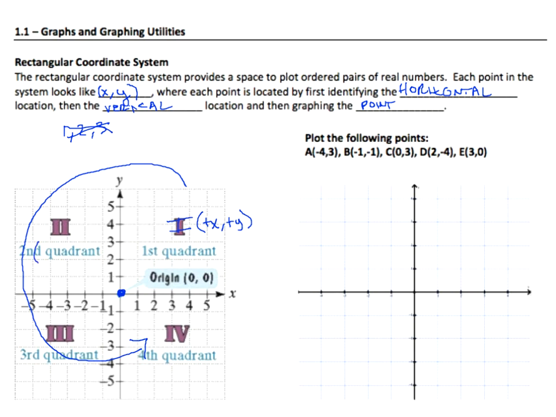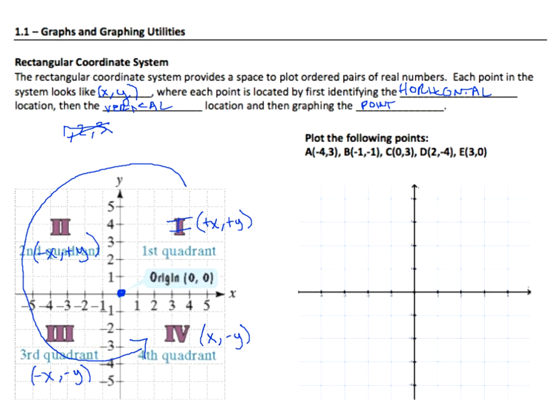Every point in the second quadrant has the characteristic of being a negative x value and a positive y value. Every point in quadrant 3 is negative x, negative y. And every point in quadrant 4 is positive x, negative y.